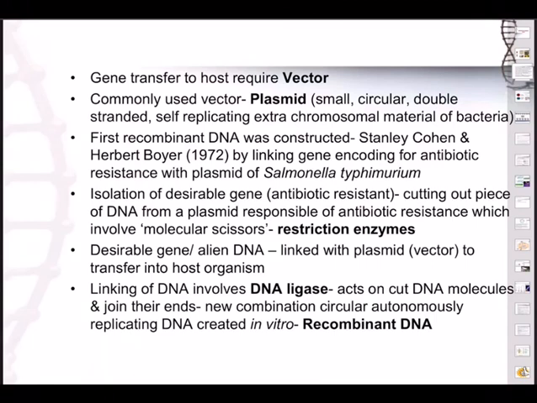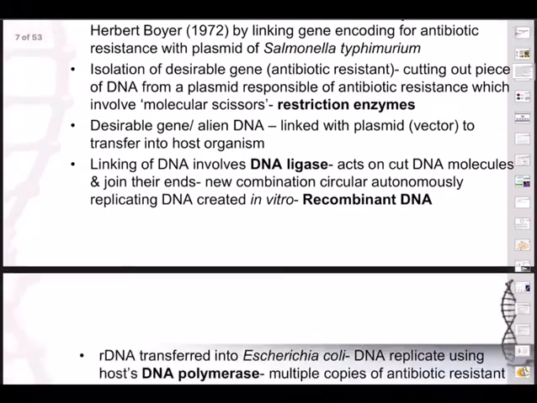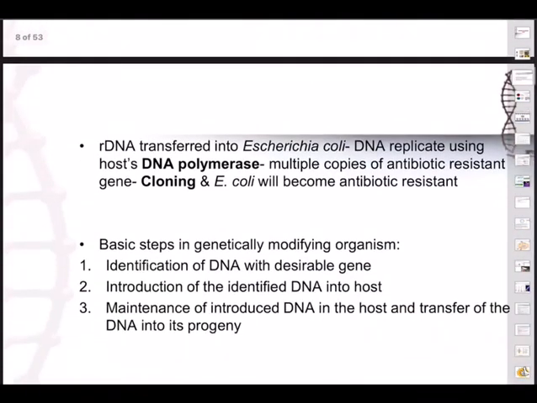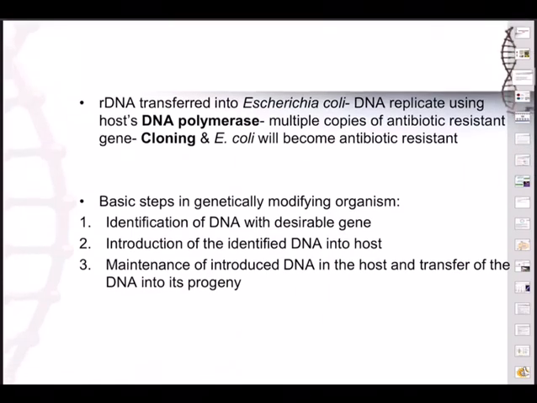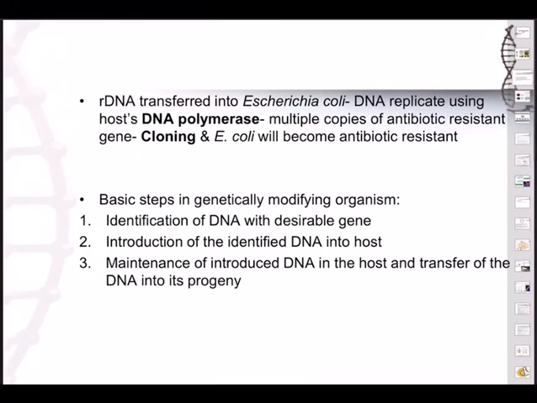And desirable gene, alien DNA, linked with plasmid. Plasmid, just now we said, is the vector to transfer into the host organism. So linking of DNA involves DNA ligase, an enzyme, which acts on cut DNA molecules and joins their ends. New combination, circular autonomously replicating DNA created in vitro. This is how recombinant DNA is synthesized. So rDNA transferred into E. coli, DNA replicates using host DNA polymerase. Multiple copies of the antibiotic resistant gene are prepared in E. coli, and E. coli becomes antibiotic resistant.